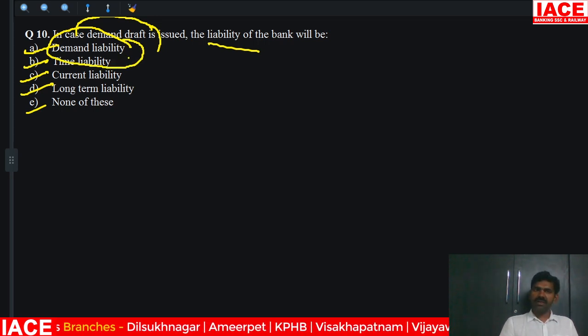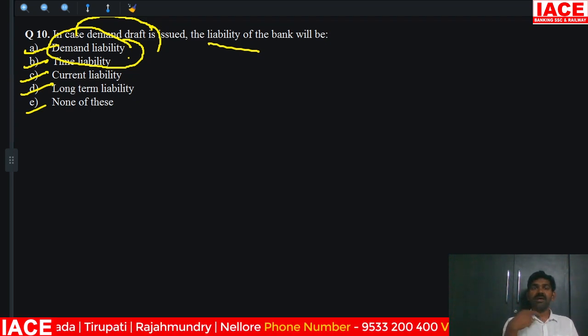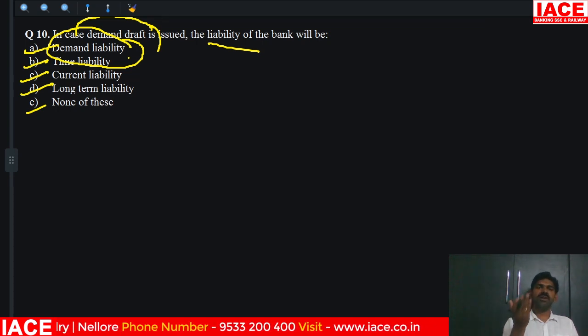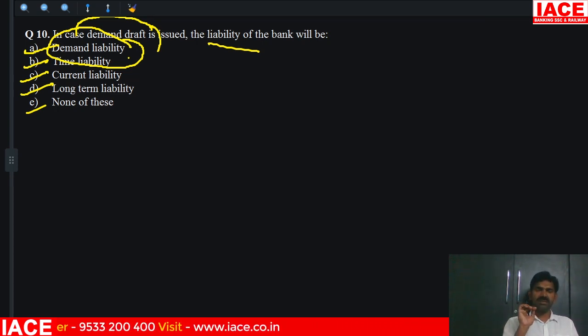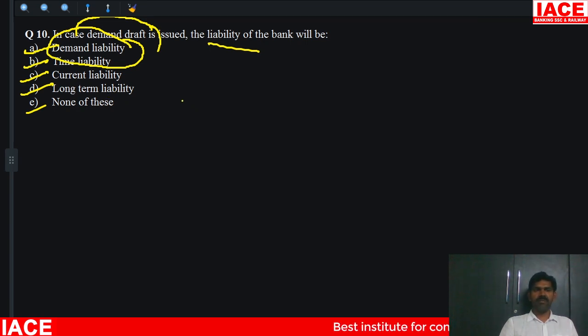Time liability means only after a specified time period will I give you the money. Demand liability means whenever you submit that to us, we have to give the money. So that is the difference. Current liability means as-on-date liability. Long-term liability means not in the near future, but a very long time after, that money will be given back. So your answer is demand liability.